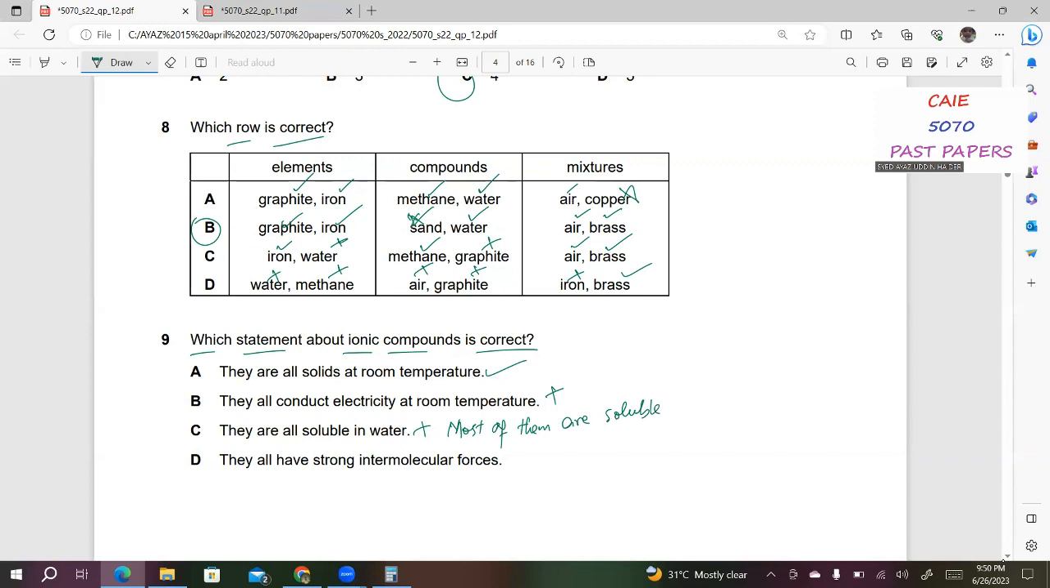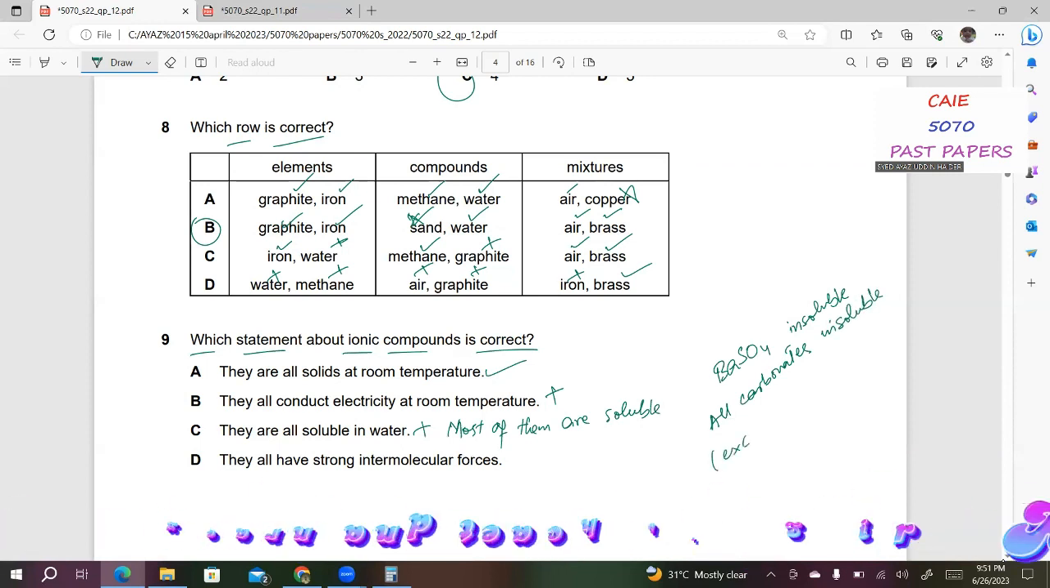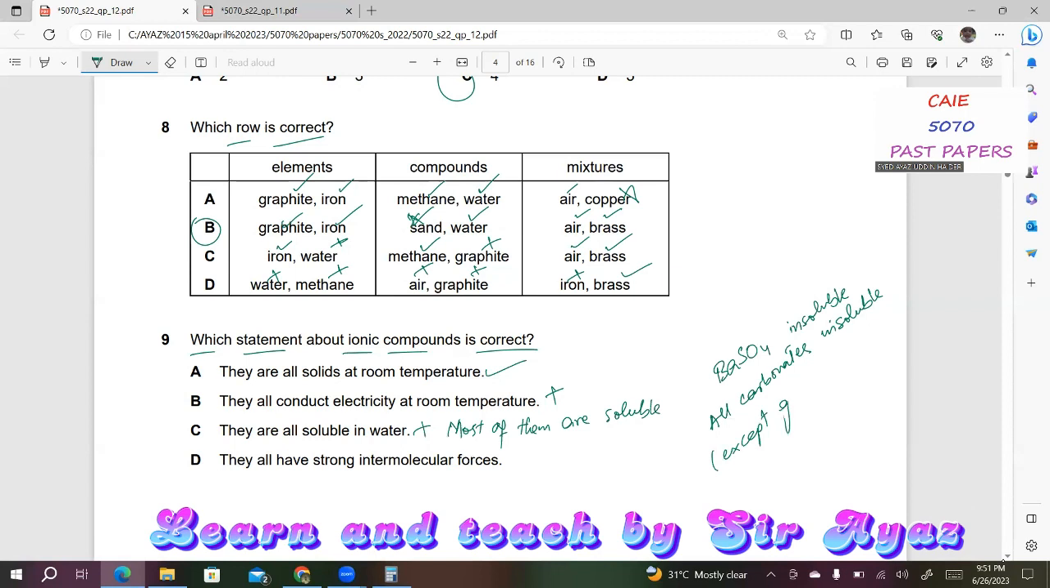If you want, I can give some examples. We have insoluble sulfates like barium sulfate. It's an ionic compound. It's insoluble. All carbonates are insoluble except group 1 and ammonium.